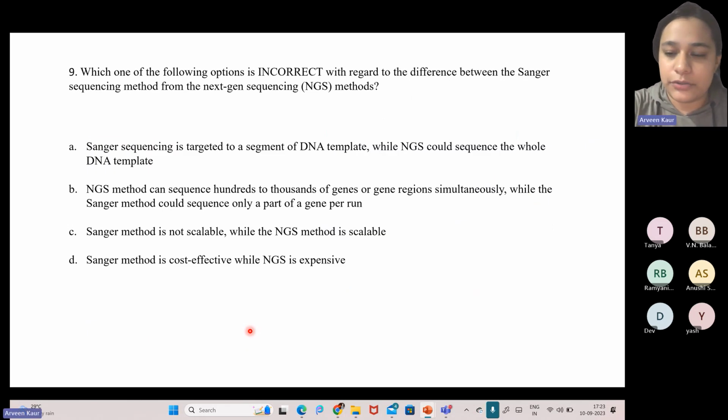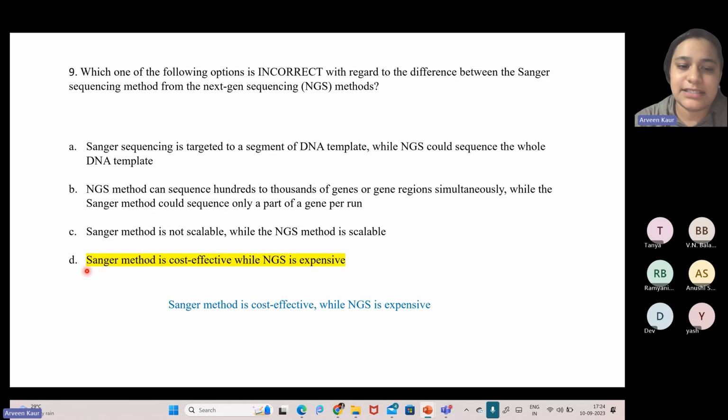Okay. So moving on to our penultimate question for the day, which is: which one of the following options is incorrect with regard to the difference between the Sanger sequencing method and the next gen sequencing method? Is it that Sanger sequencing is targeted to a segment of DNA template while NGS could sequence the whole DNA template, or the NGS method can sequence hundreds to thousands of genes or regions simultaneously, while the Sanger method could sequence only a part of the gene per run, or the Sanger method is not scalable while the NGS method is scalable, or the Sanger method is cost effective while NGS is expensive. So which one of these do you think is the incorrect statement with regard to both Sanger sequencing and NGS sequencing methods? It was a fairly apparent one, which is why we are not pondering much upon this question.